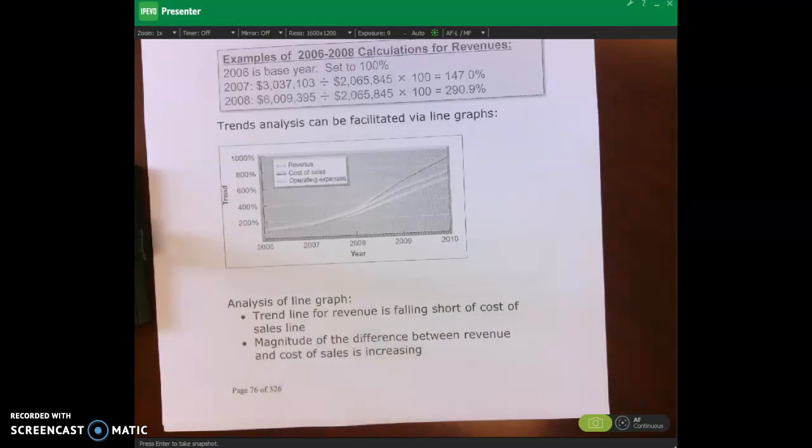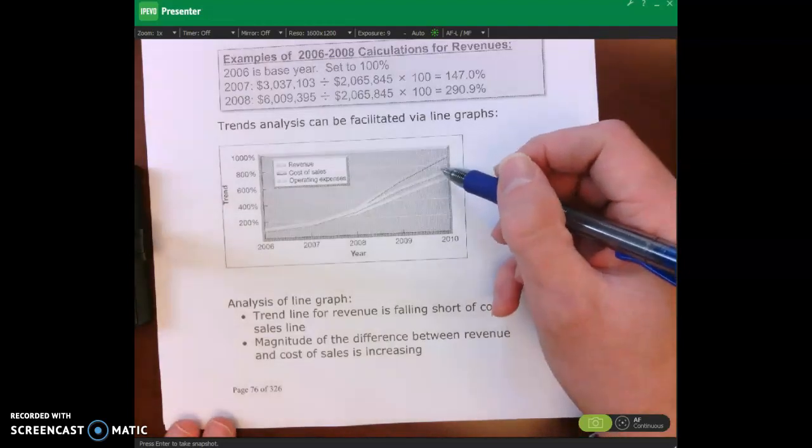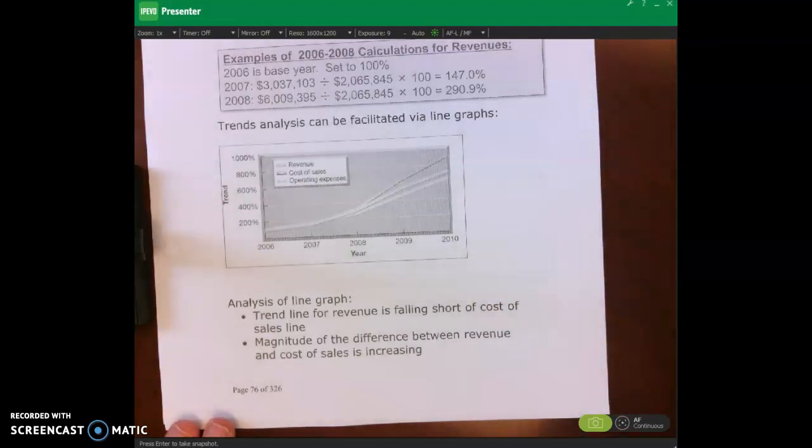So cost of sales is rising faster than revenue when you look at this trend line. And that's a problem, because our gross profit is calculated by taking our sales minus our cost of goods sold. Our gross margin is going to start to fall. Our gross profit will start to fall. And also the magnitude of that difference between revenue and cost of sales is increasing. So it's growing over time, and that's a problem for gross profit in the future.